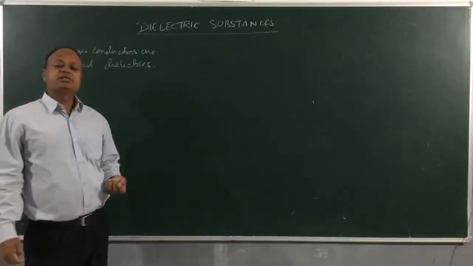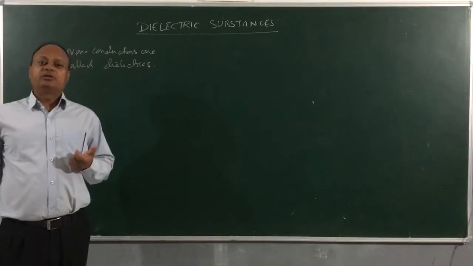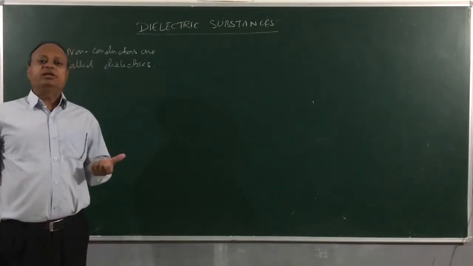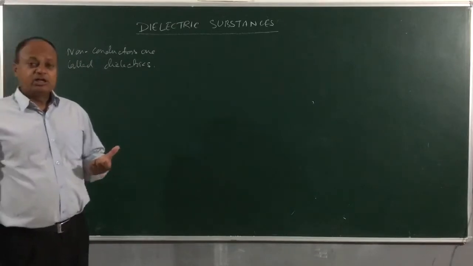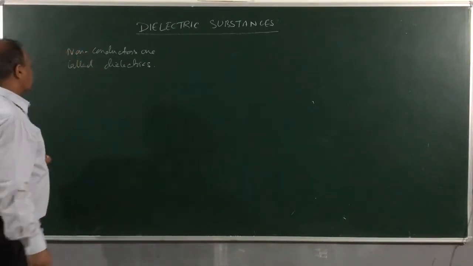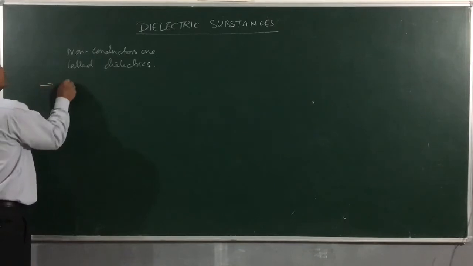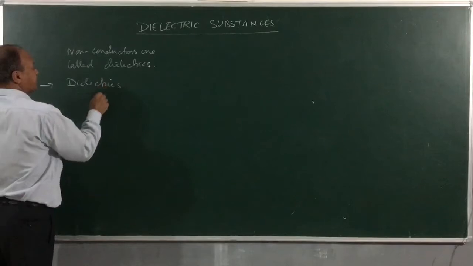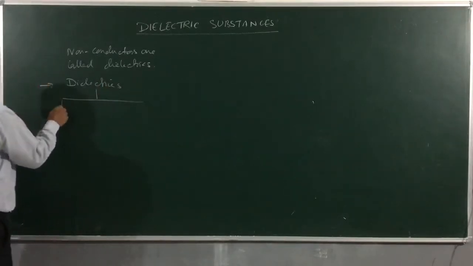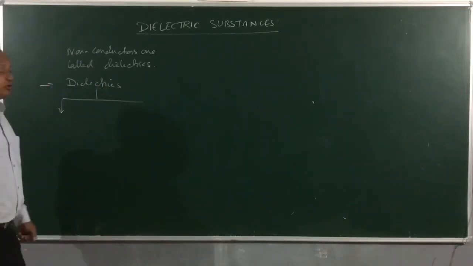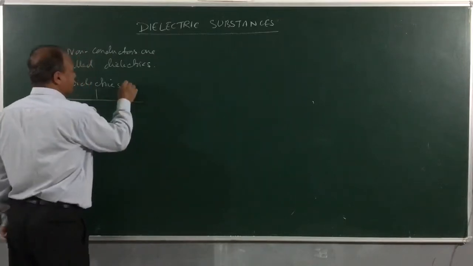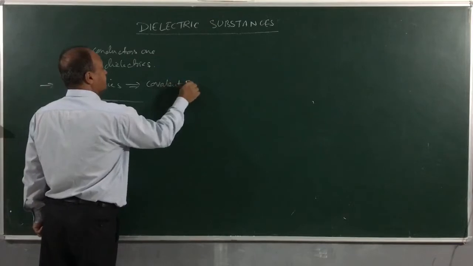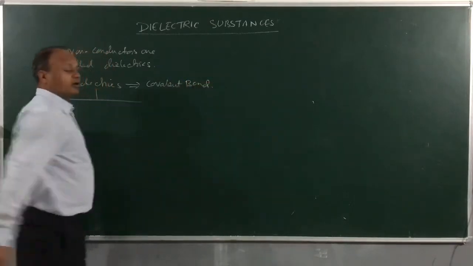So the question is, why do dielectrics not conduct electricity? The very simple reason is because they do not have free charge carriers. They do not have free charges, right? So dielectric substances can be classified into two categories. You must keep in mind that dielectrics contain covalent bonds.